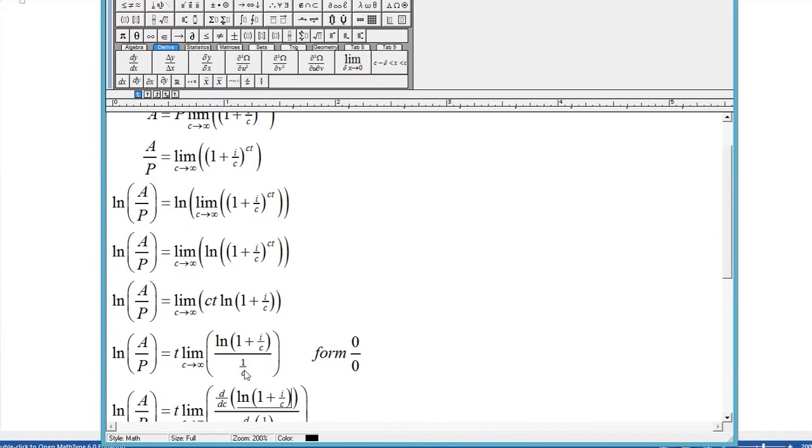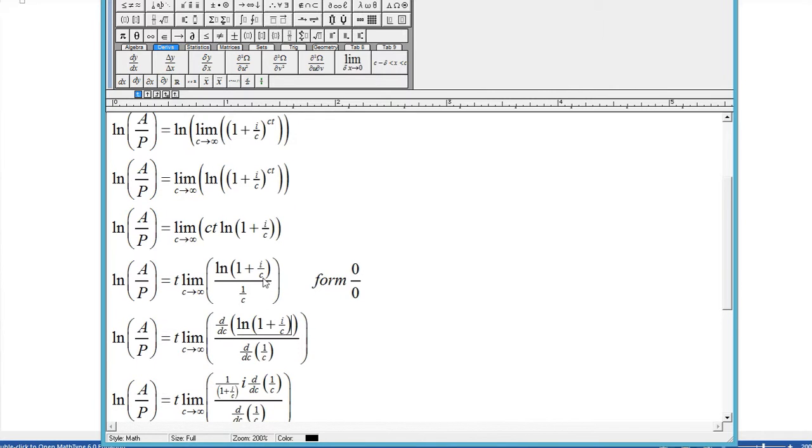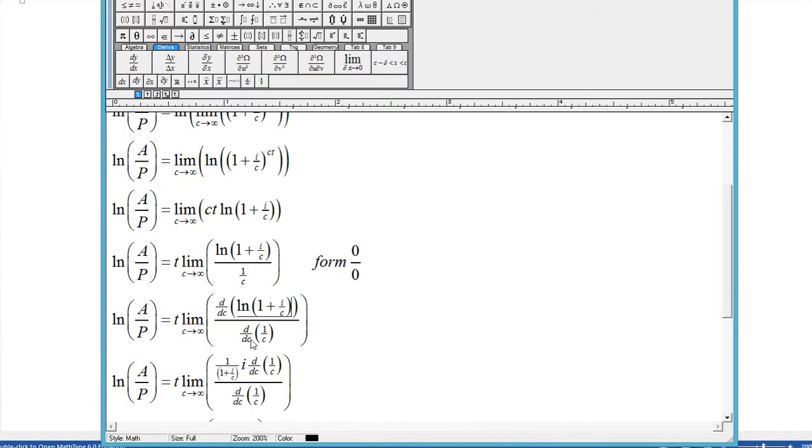As C goes to infinity, the 1 over C goes to 0. I over C goes to 0. 0 plus 1 is 1. Natural log of 1 is 0. This thing right here has the form 0 over 0. Now we can apply L'Hopital's rule. C is our variable, so we're taking our derivative with respect to C.